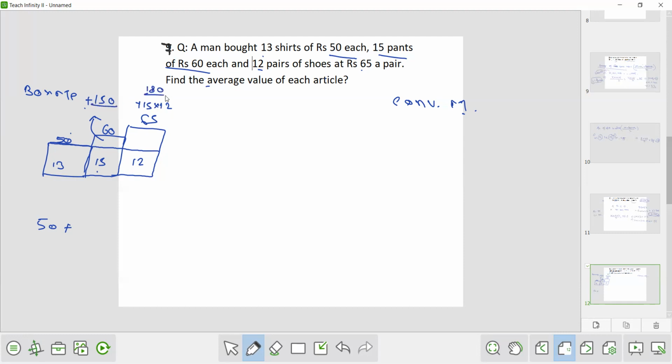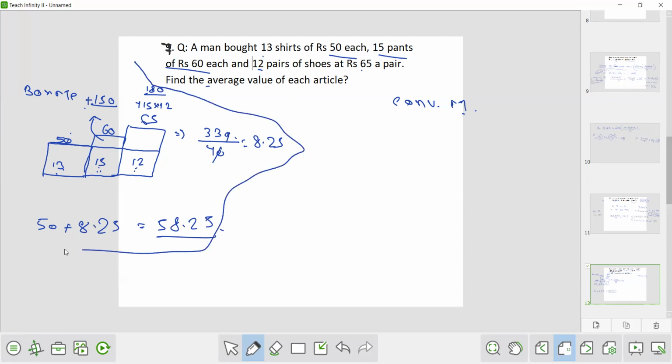Now this 150 and 180, this is how much? 330. So 330 will be divided among 13 plus 15 plus 12, that is 13 plus 12 is 25 and 15, that is 40. Now divide it. So it will become 8.25. Now the average will be 50 plus 8.25, that is 58.25. By this method, even while explaining, I took nearly 40 to 45 seconds. But if you learn this method and solve questions with it, it will save your time. Now the conventional method, how will you do it?